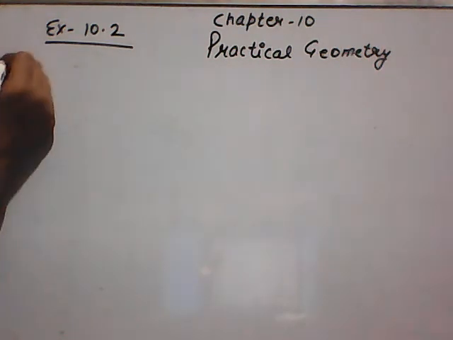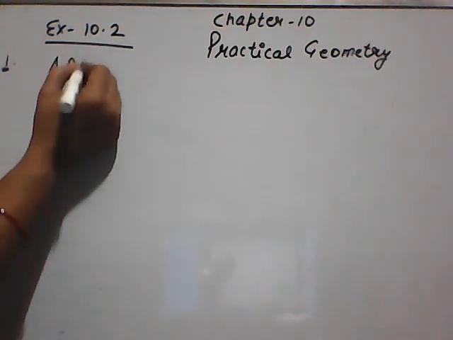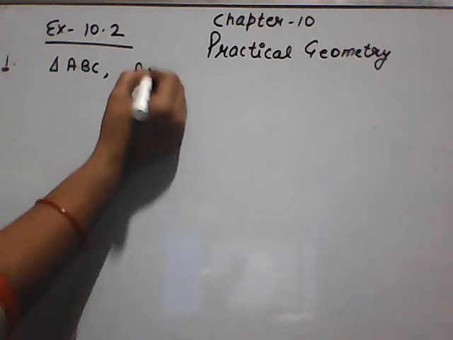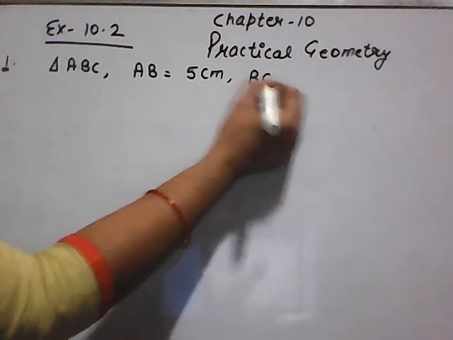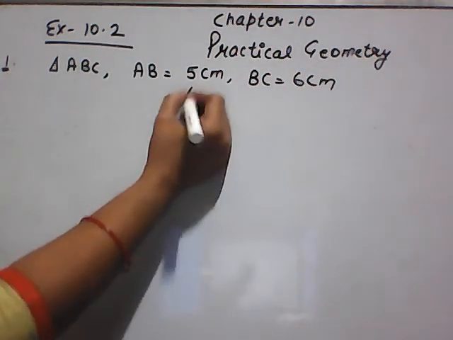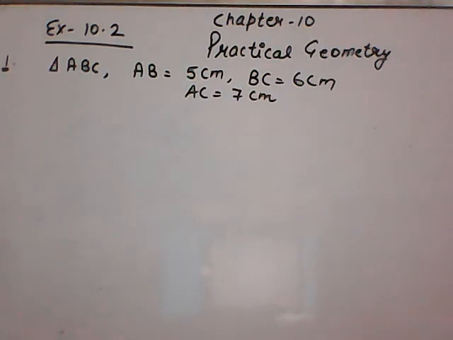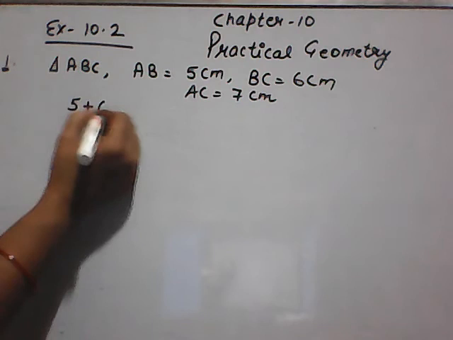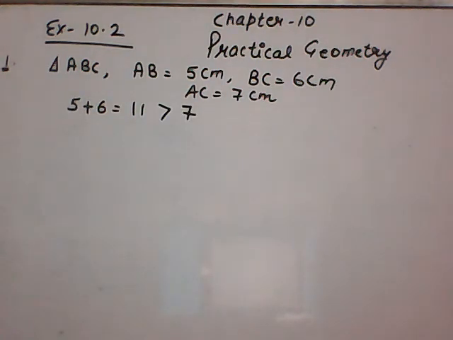Let's start exercise 10.2 with question number 1. In this case, you have to construct a triangle ABC. Here AB is given to you 5 centimeter, BC is 6 centimeter, and AC is 7 centimeter. Here three sides of a triangle are given, so you have to check whether the triangular inequality property is satisfied or not. Here the sum of two shorter sides is 5 plus 6, that is 11. 11 is greater than the third side. The triangular inequality property is satisfied, so you can construct the triangle with these conditions.